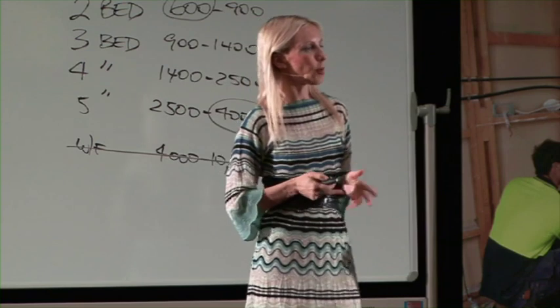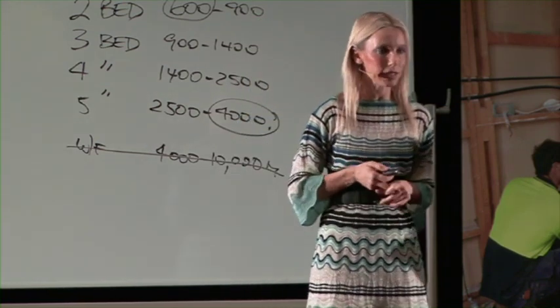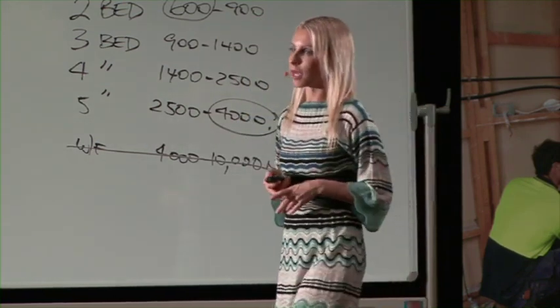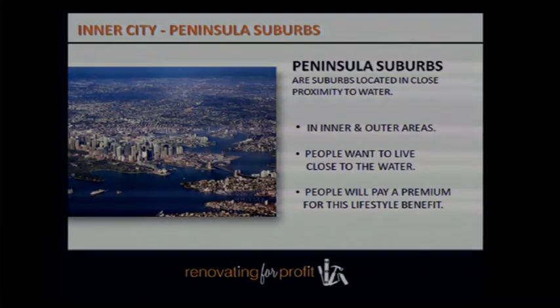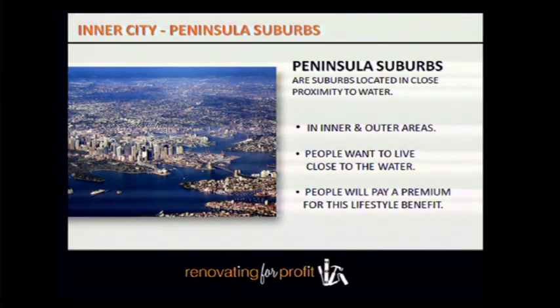Okay, another type of profile is what's called a peninsula suburb. A peninsula suburb is basically any suburb that is located close to water. In an ideal world, if money was no object, would we all like to live by the water? Yes. Absolutely, because there's something soothing about water, something that just puts you at ease. So there are lots of peninsula suburbs in every state of Australia.